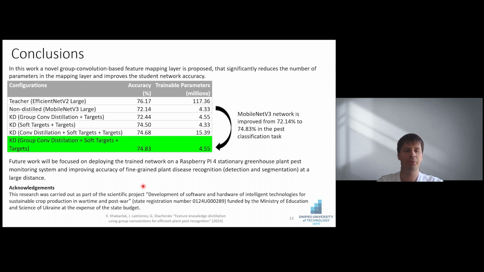Future work will be focused on deploying the trained model on Raspberry Pi for a stationary greenhouse plant pest monitoring system, and further improving accuracy of fine-grained plant pest recognition. So we are planning to solve detection and segmentation tasks at large distance. This research was carried out as a part of a scientific project funded by the Ministry of Education and Science of Ukraine.